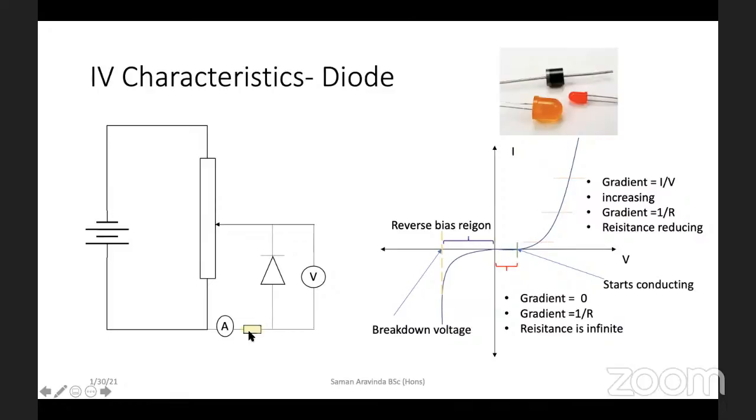A resistor is connected in series with the diode to prevent large currents through the diode, which could burn the diode.